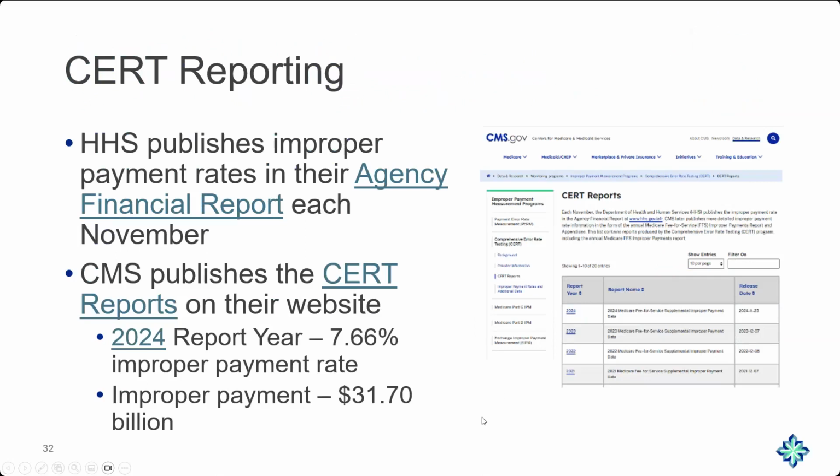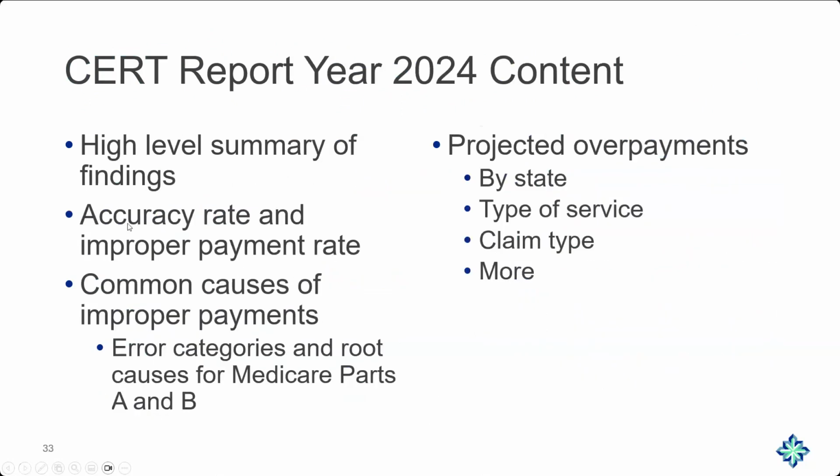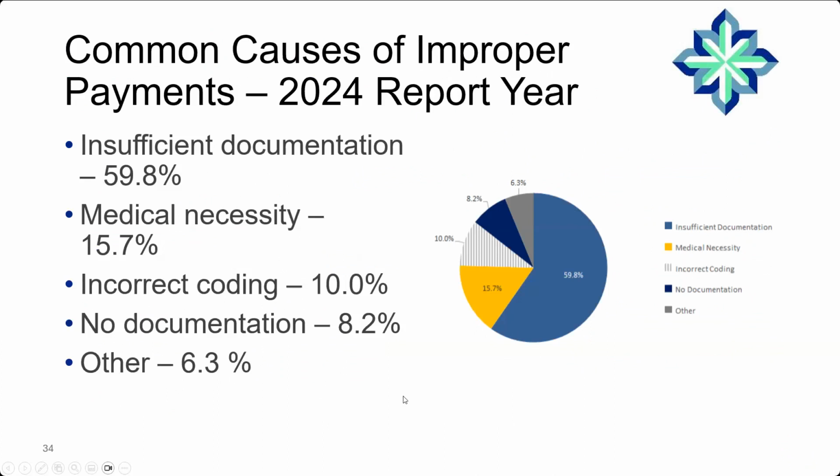CERT reporting, I got ahead of myself earlier and I showed you the CERT report. This gives you the improper payment rate, the dollars associated with that improper payment rate, and this is what breaks down those errors for you, and even by state, by service type, and so on and so forth. So a lot of great information there. Highest level summary of findings. I showed you some of these already, so I did get ahead of myself. Here are the common causes of improper rates based on that report. I pulled this from the report.